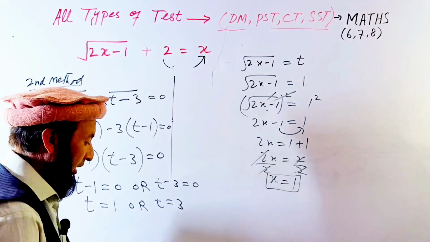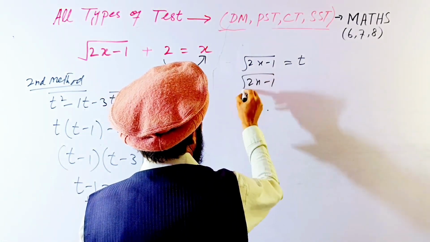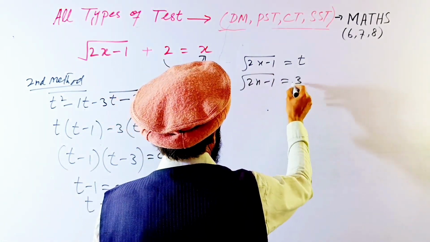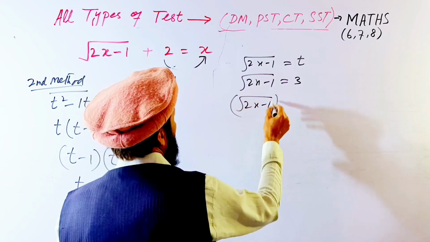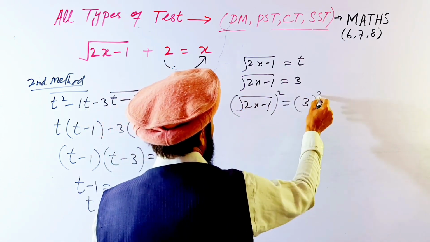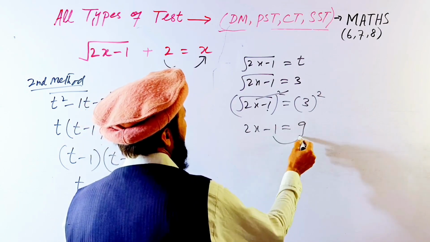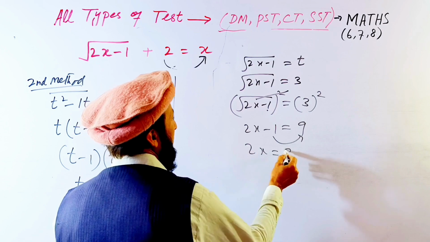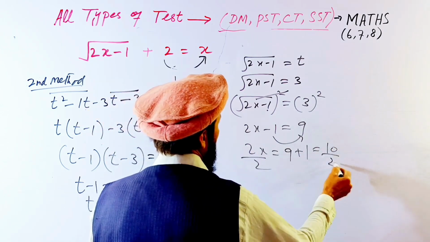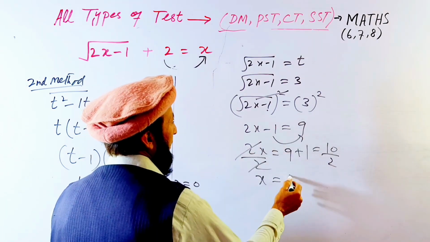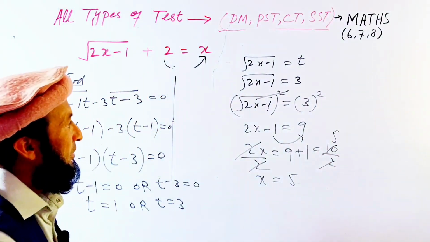Similarly, when t is equal to 3, the square root of 2x minus 1 is equal to 3. Taking the square on both sides, the root is cancelled. 2x minus 1 is equal to 9. We change this result: 2x is equal to 9 plus 1. We get 10. Dividing both sides by 2, we get x is equal to 5. So this is the solution.